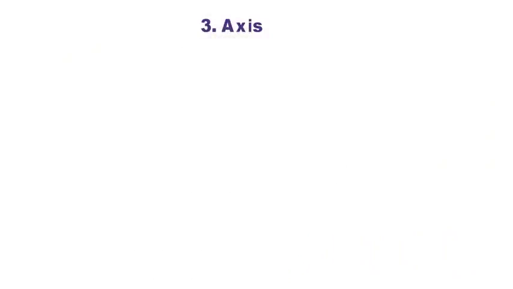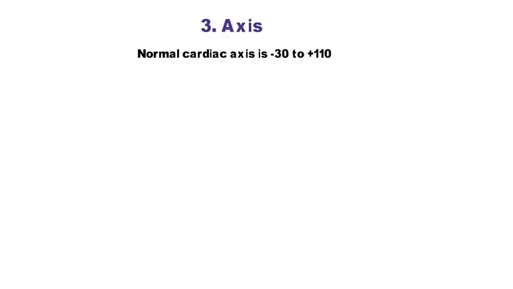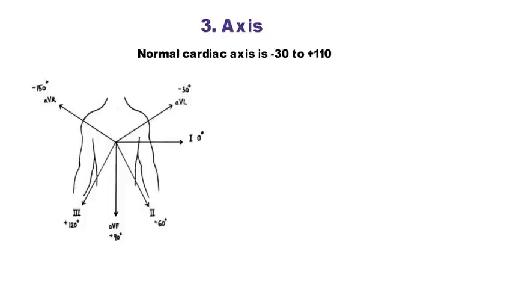Now step 3 is to calculate the axis. First of all, normal cardiac axis is from -30 to +110 degree. And to know about the axis, we first need to know about the 12 lead ECG. There are 3 bipolar leads, which are lead 1, lead 2 and lead 3. And 3 unipolar leads, which are augmented voltage lead, that is AVR, AVL and AVF. And there are 6 chest leads which are from V1 to V6.